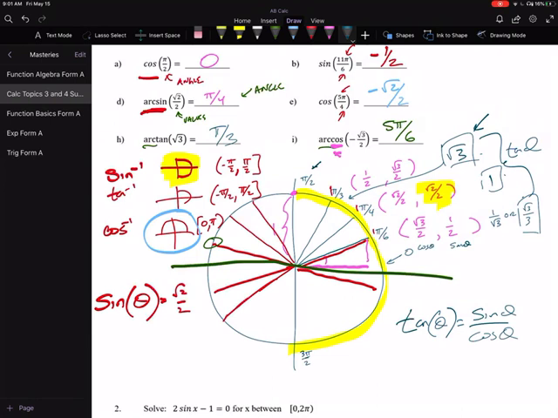One point to make right now is that when I am dealing with arc sine and arc tangent and arc cosine, you only get one answer. They are all functions. Functions have one input and one output, so don't give me multiple angles. It only has one answer.